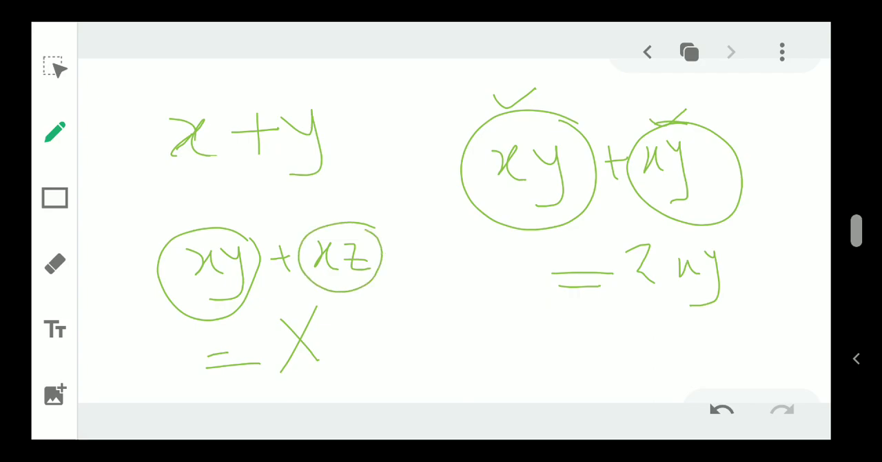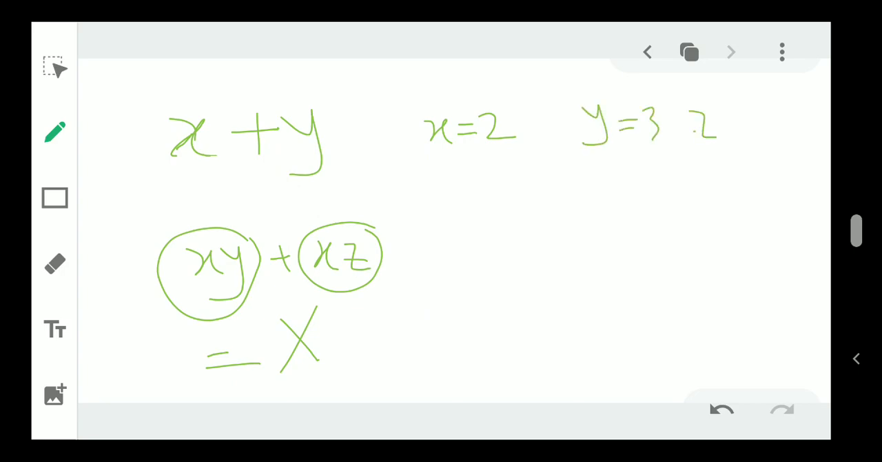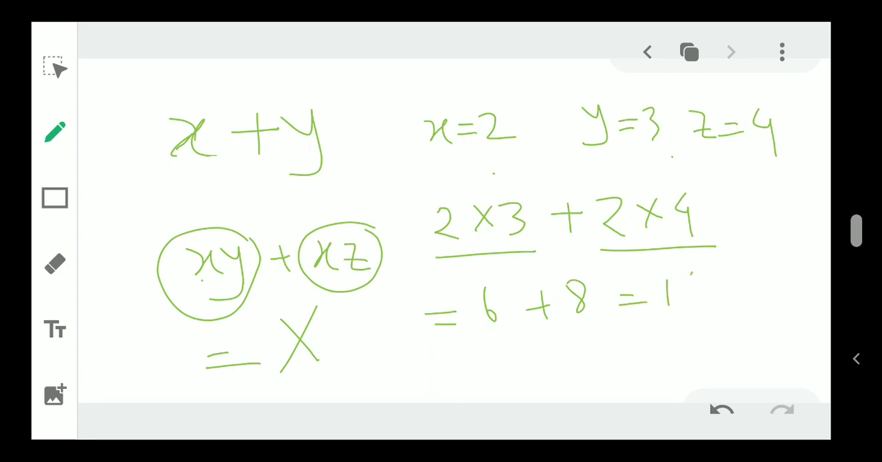Fine. So whenever you are having confusion whether this is possible or not, put a value for it. Let's say x equal to 2 and y equal to 3, z equal to 4. Put the values. 2 3s are, that means plus xz, 2 4s are. So see, can you add them? 2 3s are 6, plus 2 4s are 8, that is 14.